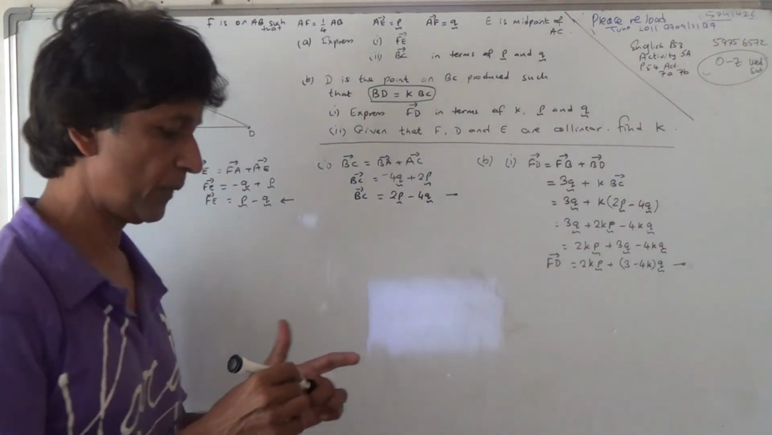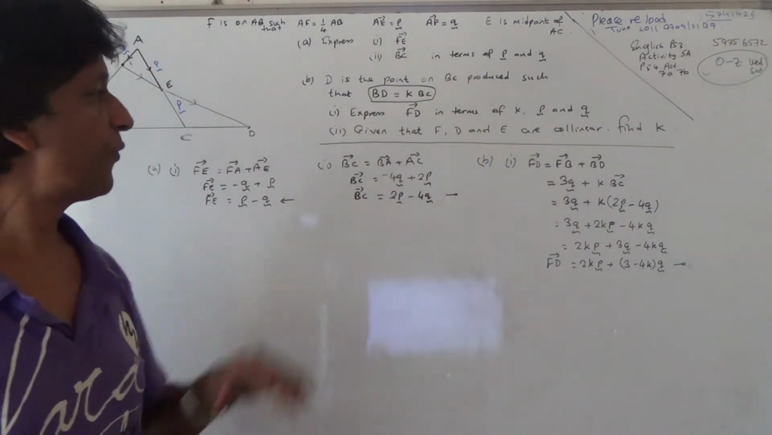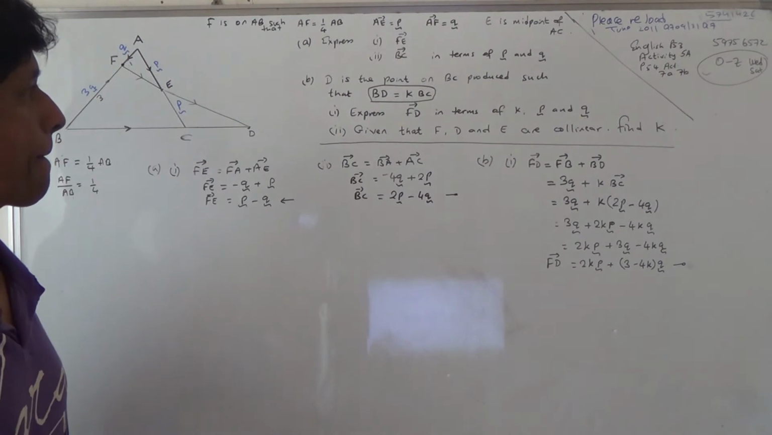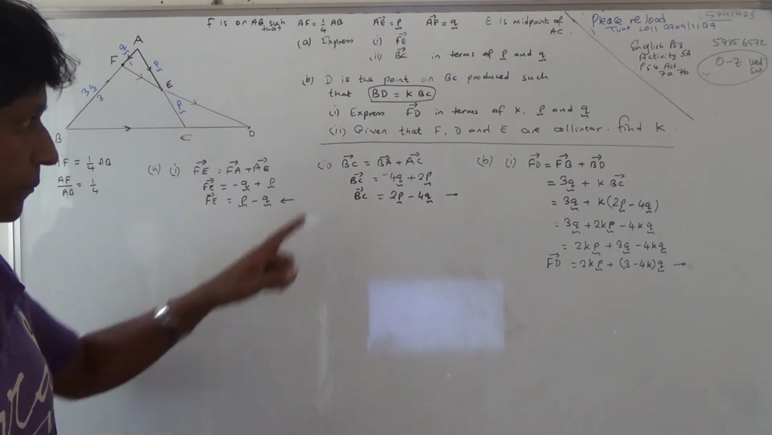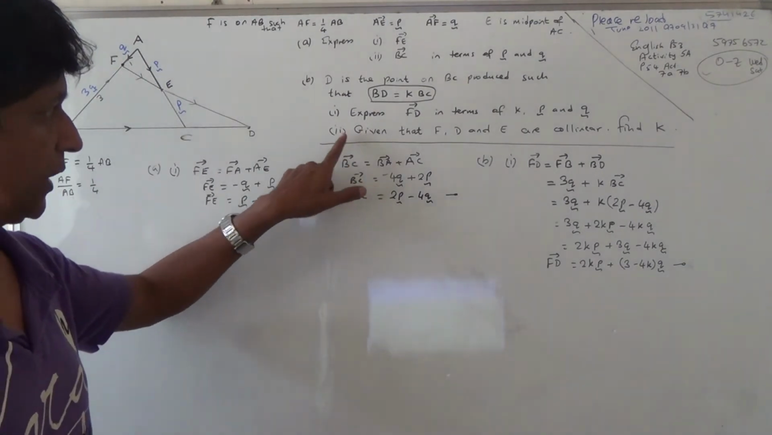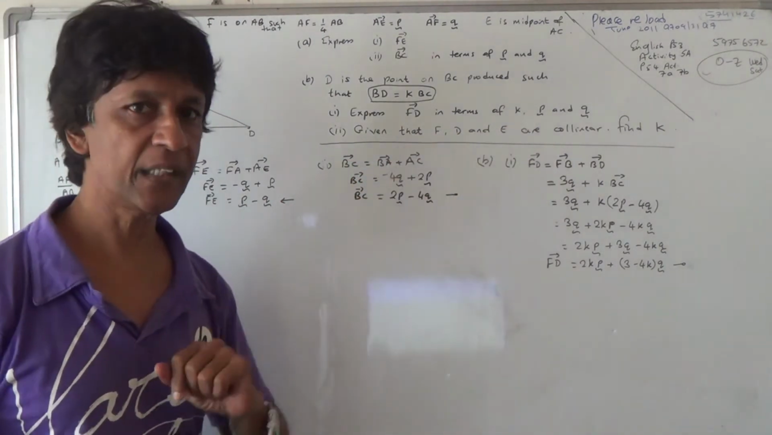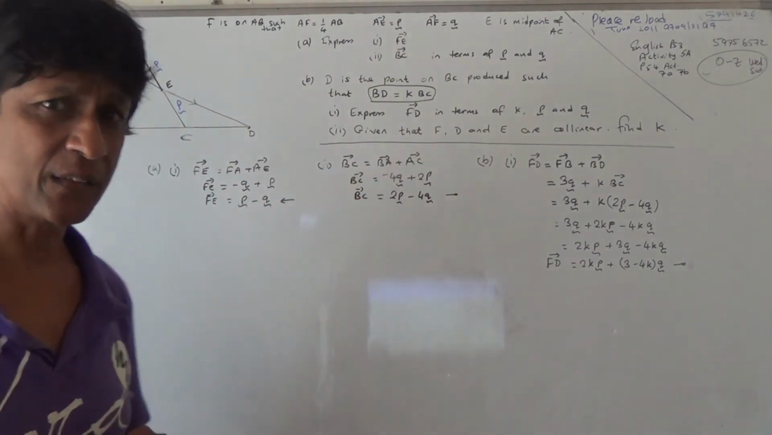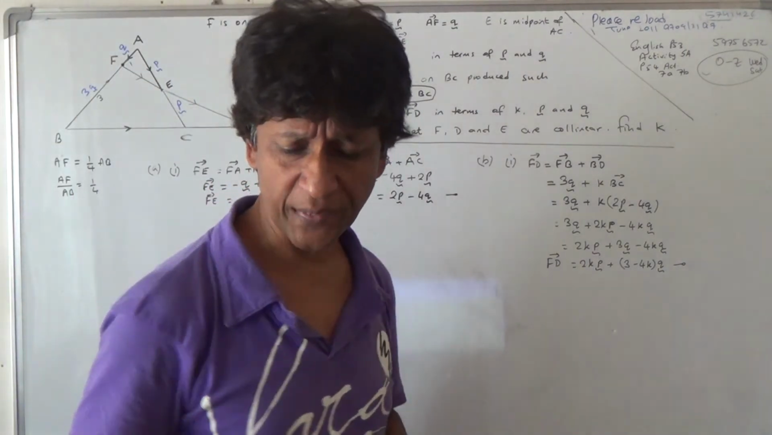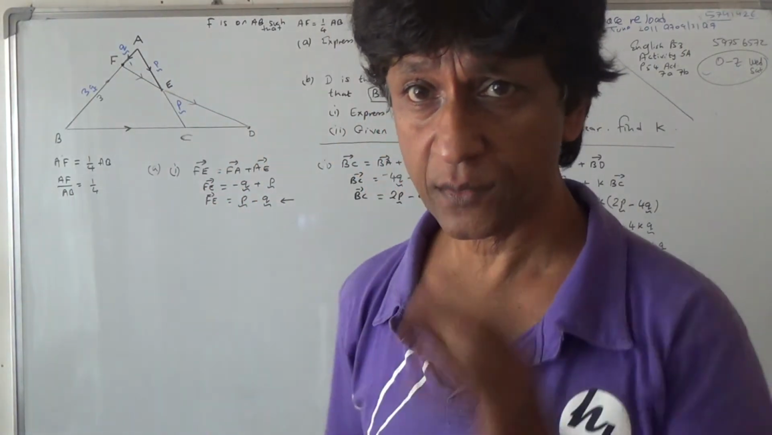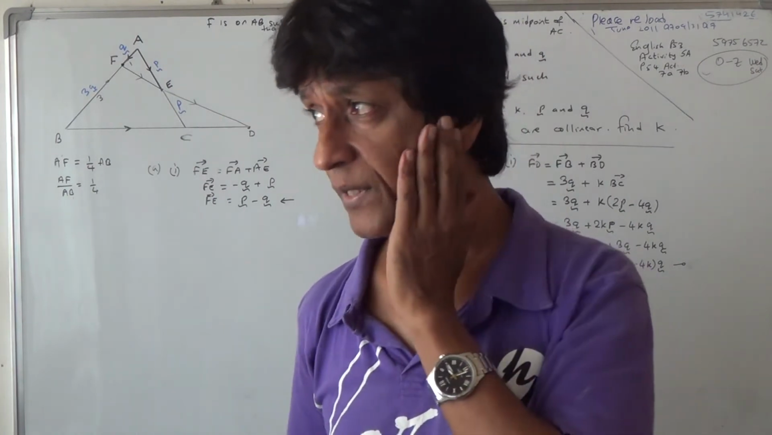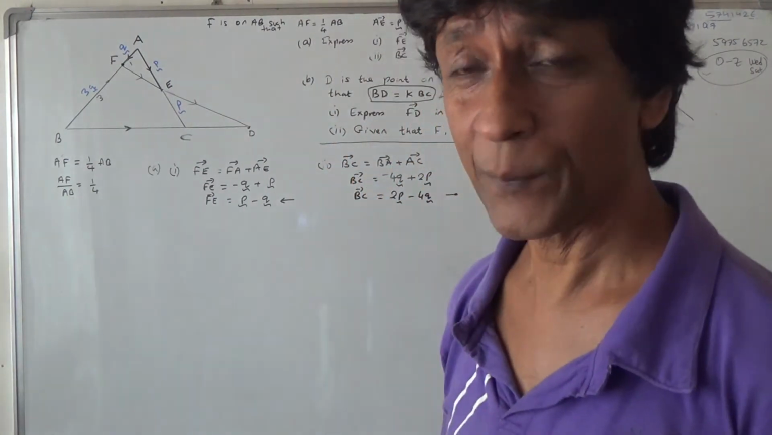Now, this is the first part of B. Given, for the last part, that F, D and E are collinear, find k. This is a bit like parallel vectors. Collinear points. What do we know about collinear points? Collinear means the points lie on a straight line.